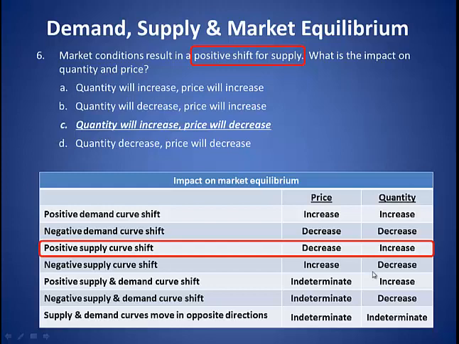Okay, the answer to number 6 is C, quantity will increase, price will decrease. We look for a positive shift for supply. Now in this case, we look at our handy-dandy chart, and it says positive supply curve shift. In this case, the price will decrease to achieve market equilibrium, and the quantity will increase to achieve market equilibrium. So C says quantity will increase and price will decrease. So that's the answer for number 6.